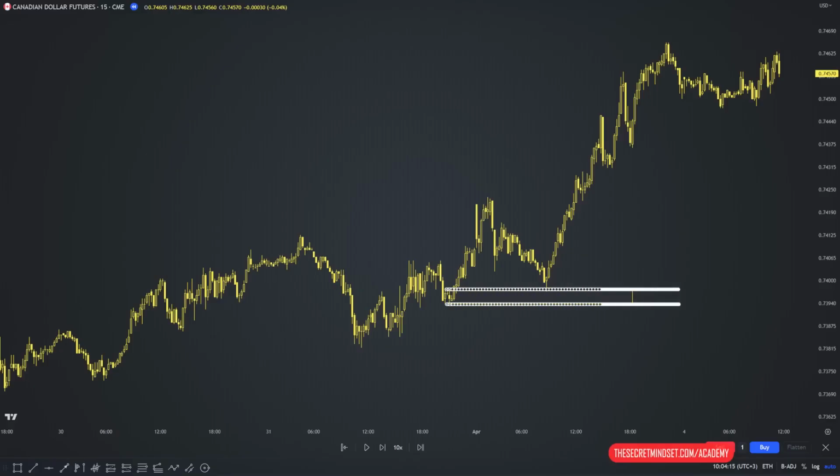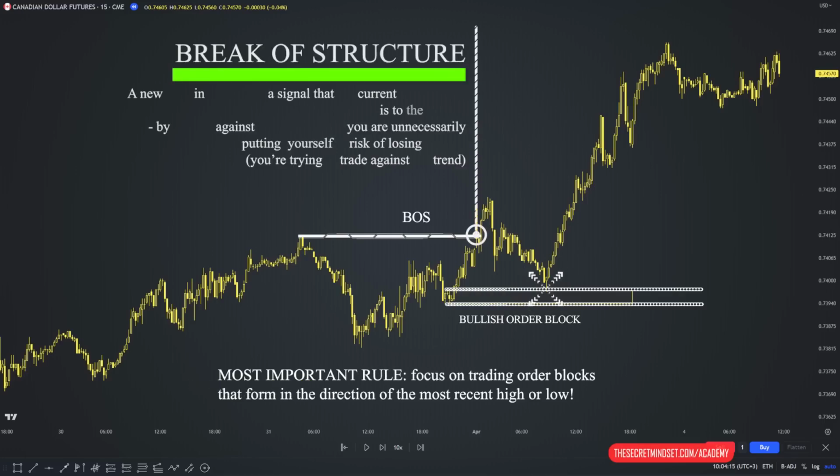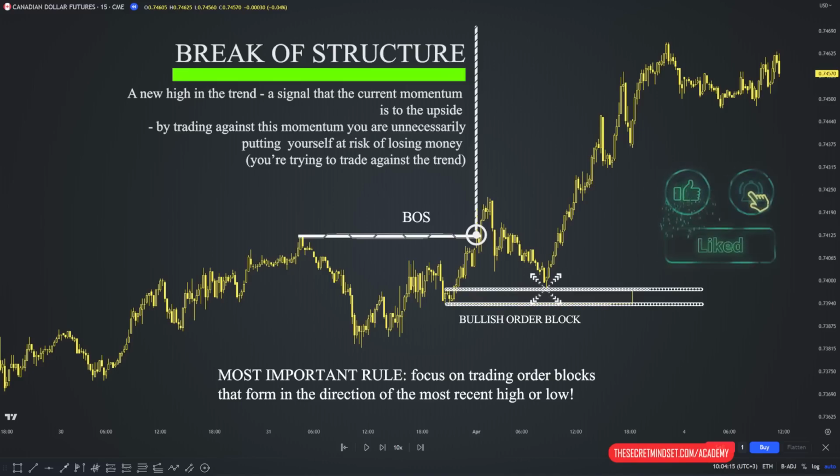Instead of being so fixated on predicting where the entire market will reverse, you would have more success if you focus on trading order blocks that form in the direction of the most recent high or low. A new high or low in the trend, meaning a break of structure, or a BOS, is a signal that the current momentum is to the upside or downside. By trading against this momentum, you are unnecessarily putting yourself at risk of losing money because you are trying to trade against the trend.